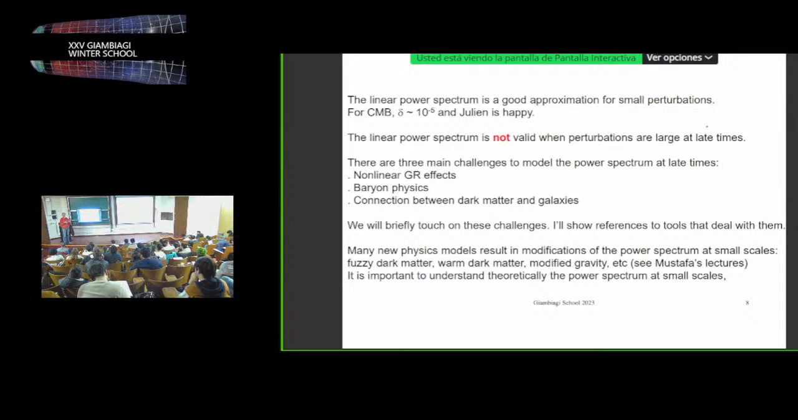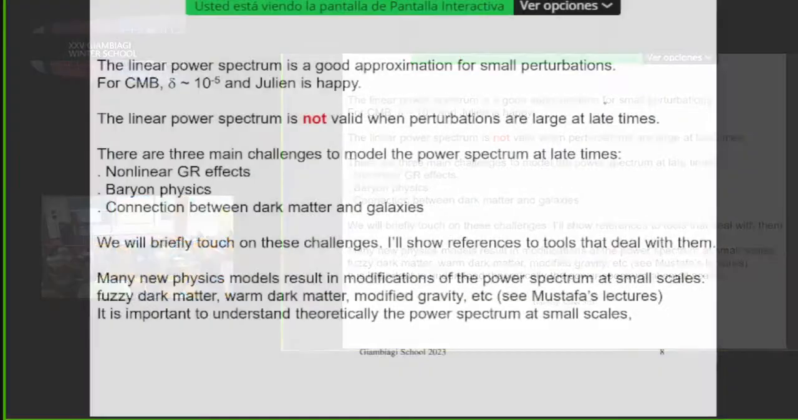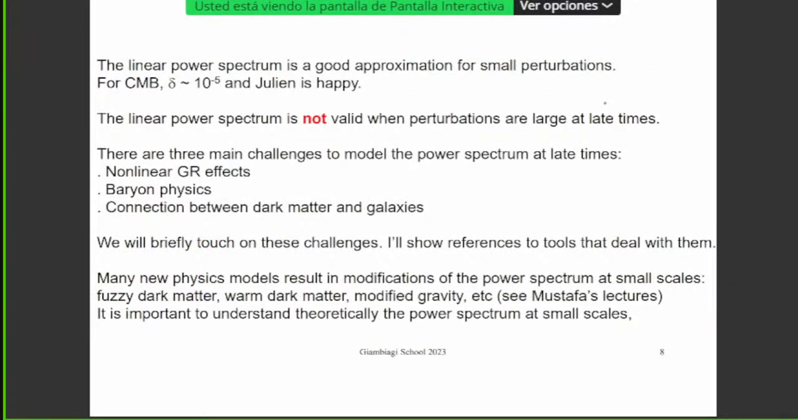So this issue appears there as well. No way. There will be a problem there as well. Okay? Good. Thank you. Then there's a problem with baryon physics, that baryons are a nuisance as well. I'll explain why.